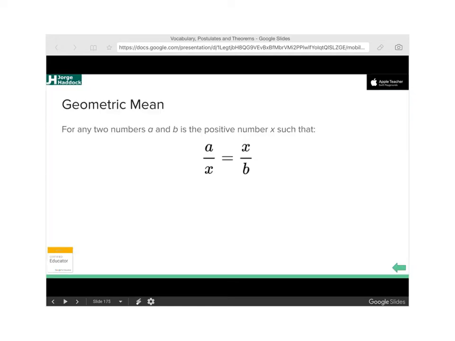Okay, hey, so in this video, we're going to be working with similarity in a right triangle. For this, first of all, we want to find the geometric mean. The geometric mean is a number, so if I divide A divided by X, that equals X divided by B. So I'm actually looking for that X.